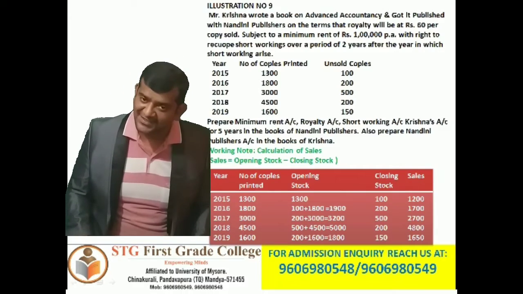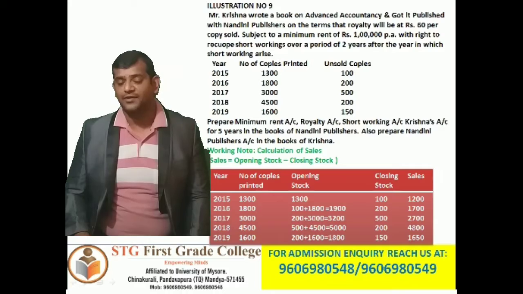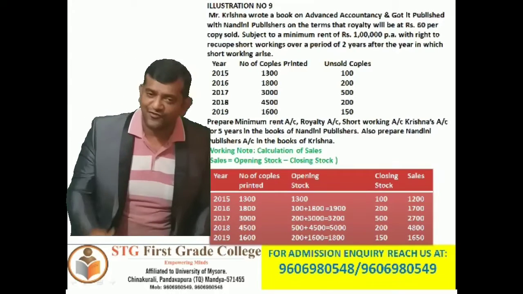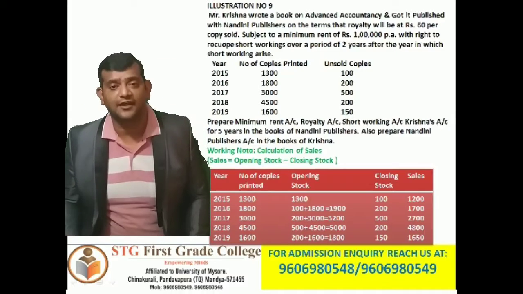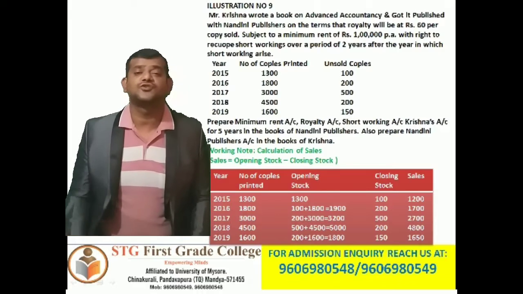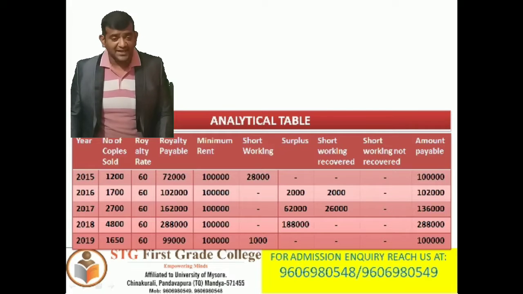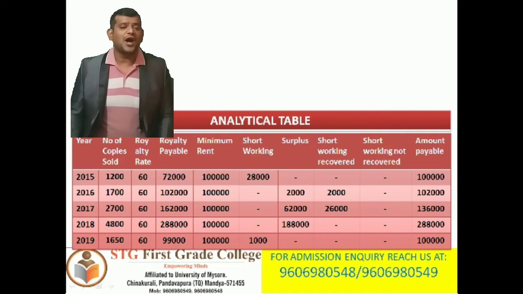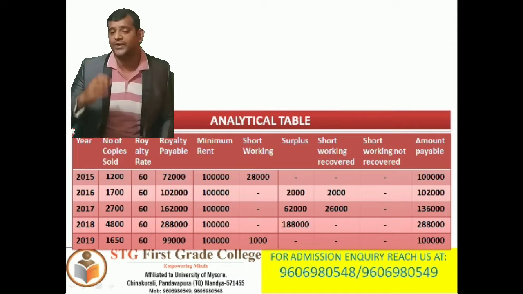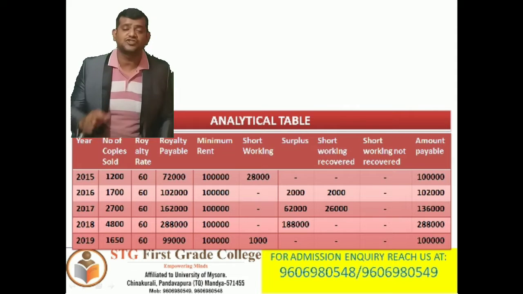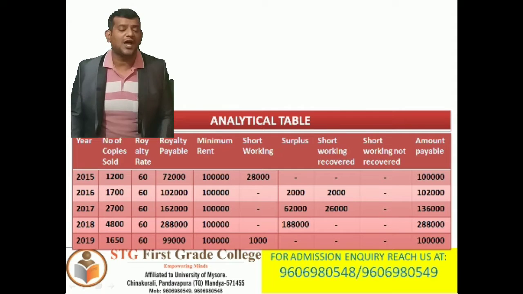So after finding the sales, we are supposed to prepare an analytical table from which we can get all the information and transfer the amounts and transactions to the respective accounts. So open an analytical table with 10 columns: year, number of copies sold, royalty rate, royalty payable, minimum rent, short working, surplus, short working recovered, short working not recovered, and the amount payable. So go to the year column, 2015.